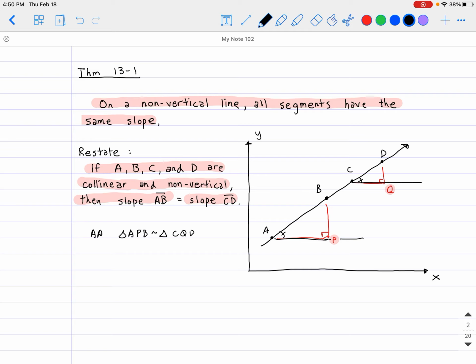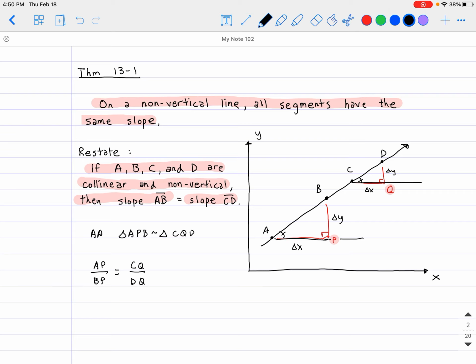So now that means we can set up some sort of proportionality. The proportionality I'm going to set up is AP divided by BP is equal to CQ divided by DQ. If you look at each one individually, this is going to be the change in x for this part, and this is going to be the change in y for the other part. This is going to be the change in x for this part, and that's going to be equal to the change in y for this part.